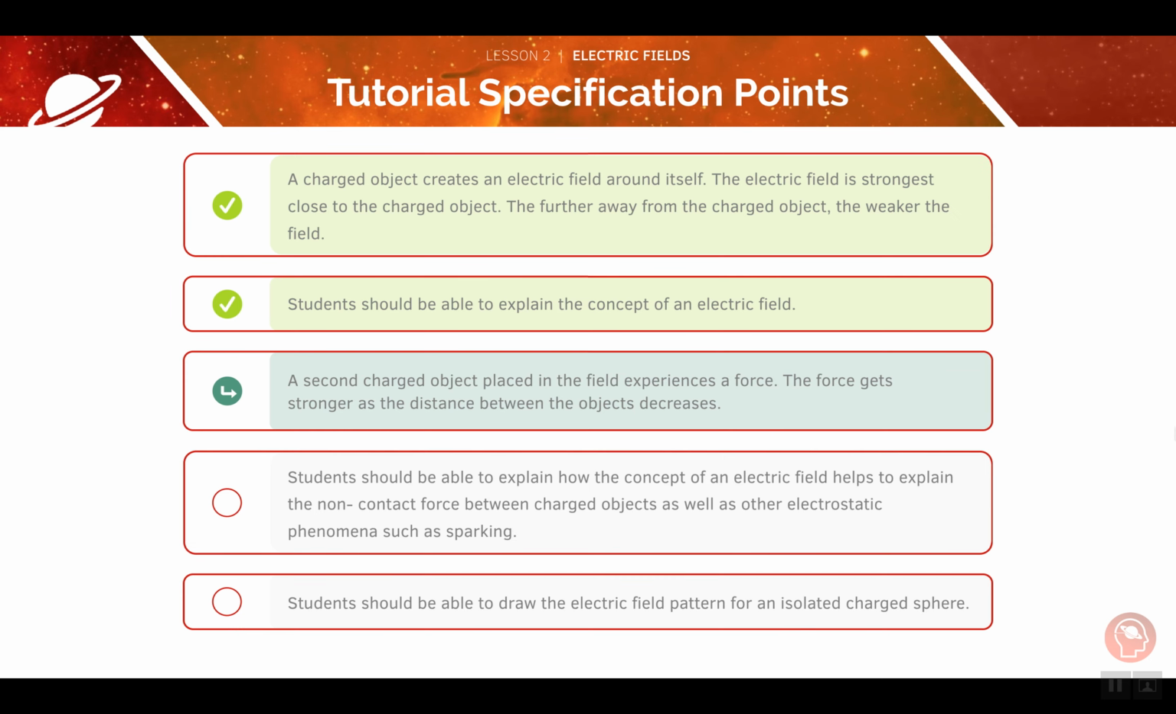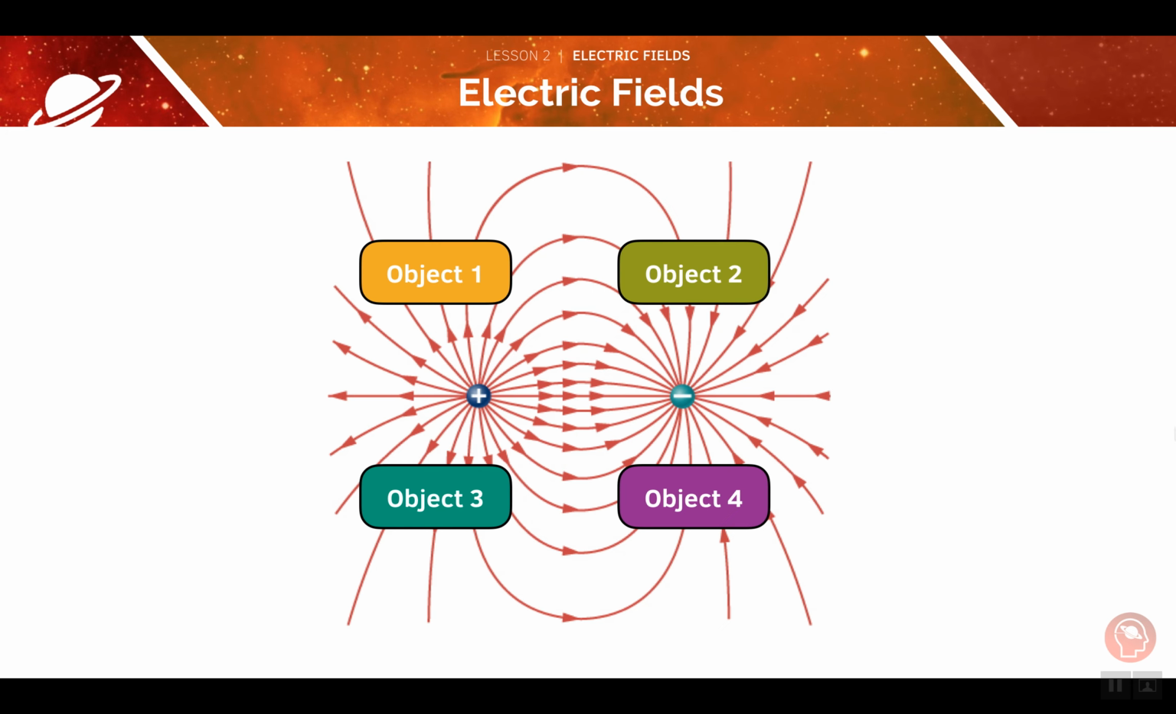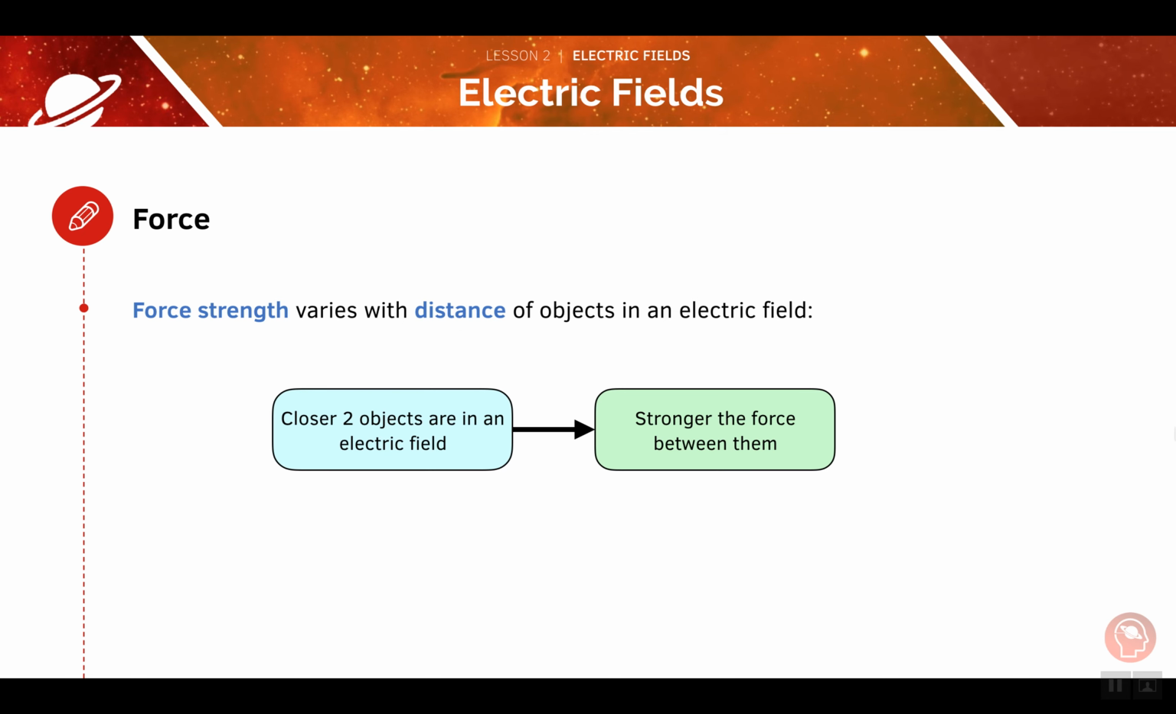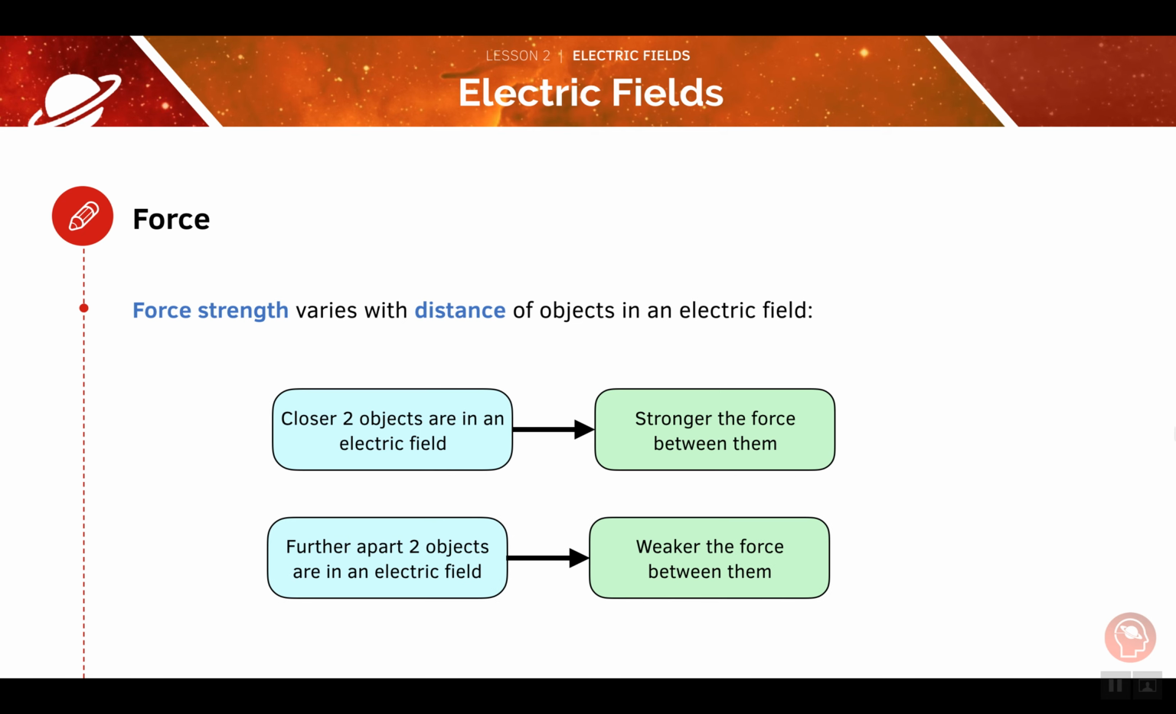Our next learning objective covers how to work out the force between charged objects. Here, we can see 2 objects in electric fields. Force strength will vary with the distance of objects in an electric field. As the 2 objects get closer together, the force between them will get stronger. Similarly, as 2 objects get further away from each other, the force between them will get weaker.